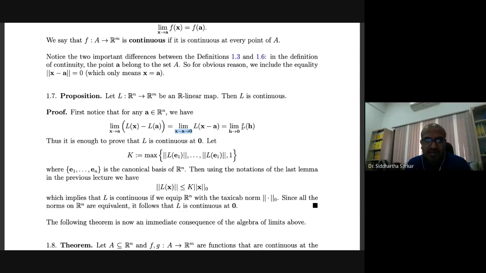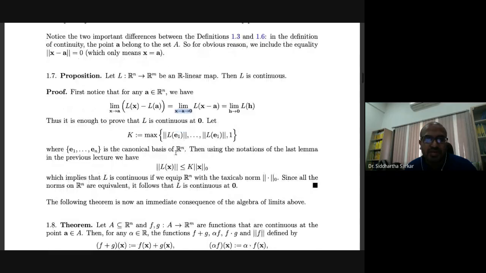Now this makes my life easy in the sense that I don't need to prove that it is continuous at an arbitrary point. I can just simply try to prove that this is continuous at 0.